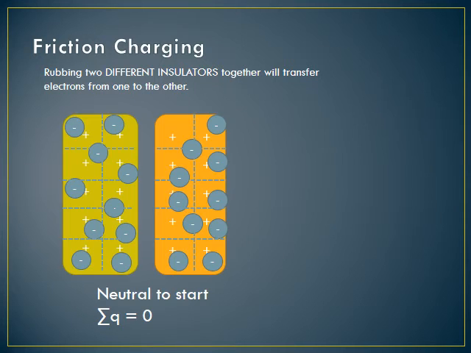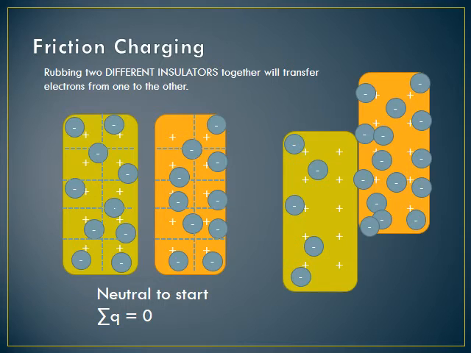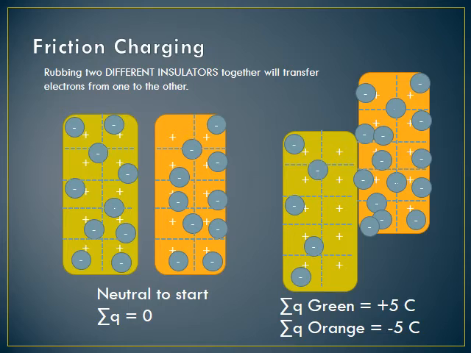So the way friction charging works is we start off with two insulators that are neutral. You'll notice that these two things shown, the green one and the orange one, each have the same number of protons as electrons. So the sigma q for each of those objects is 0. When you rub those things together, one of those insulators grabs electrons from the surface of the other one. So you'll notice that in this case, the orange insulator has pulled 5 electrons off of the green insulator, and they're now on the surface of the orange insulator.